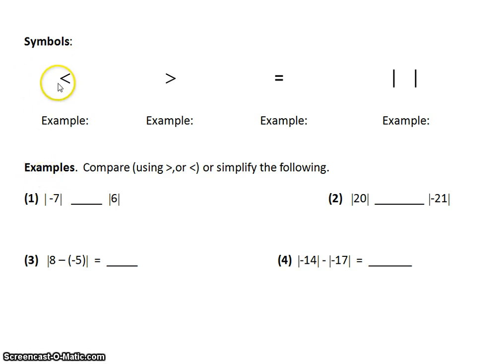The symbols. If we look at these symbols, you've seen these for many years. Some of you may relate these to an alligator. The alligator always eats the greater number. So in this example, we read from the left to the right. And in this case, the alligator is eating the number on the right. But we read from the left to the right. So the number on the left is less than. The number on the left, in this case, is greater than.